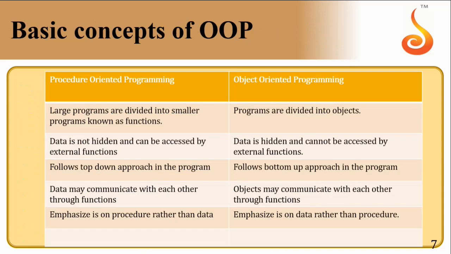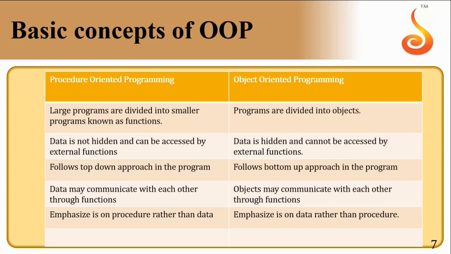The next is procedure oriented programming versus object oriented programming. The difference: in procedure oriented programming, large programs are divided into a number of functions, whereas in object oriented programming, the programs are divided into objects. In procedure oriented, the data is not hidden because you cannot put restrictions on where it can be accessed and which functions can access it, since there is no concept of class here. So all functions can access all the other data, whereas here the data is hidden inside a class, and with the help of access specifiers you can specify where it can be used. Procedure oriented follows top down, while this follows the bottom up approach.